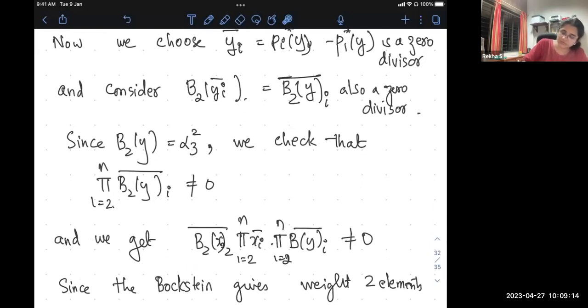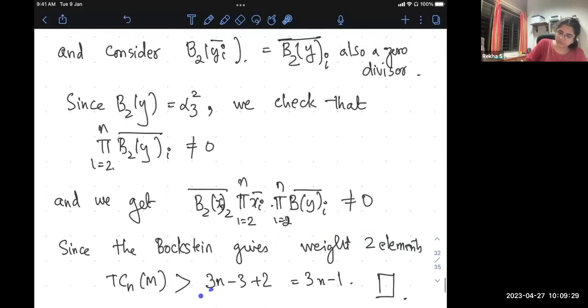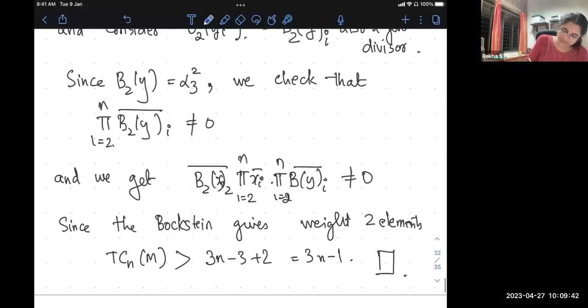In particular, this is the largest product that we are able to construct which is non-zero. All these elements will be elements of weight 1, and this will be an element of weight 2. So in all, this gives us a lower bound of 3n minus 3 plus 2, which is 3n minus 1. Sorry, I think this is strictly greater than that. So basically what this tells us is that TC of n lies between 3n plus 1 and 3n.